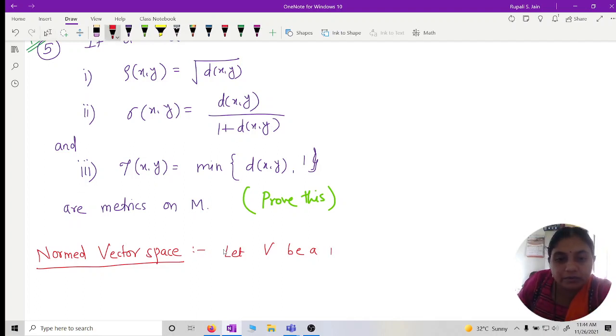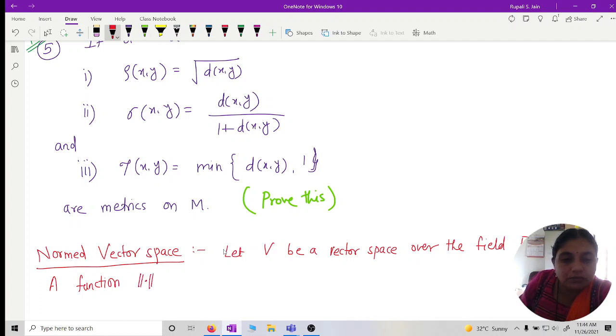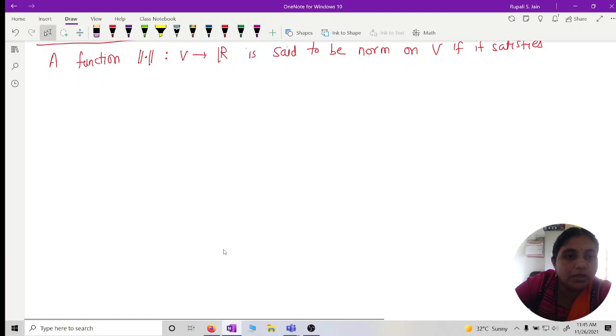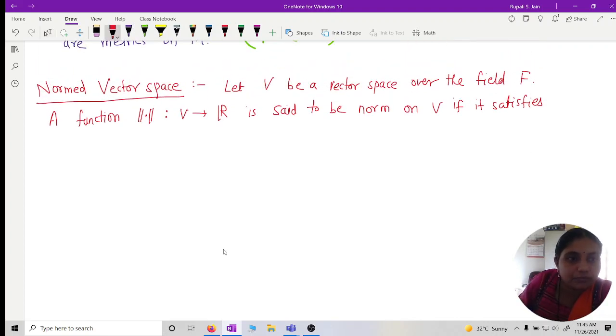Let V be a vector space over the field F. A function, we denote it like this, a function from V to R, this is the notation for norm, is said to be a norm on V if it satisfies the following properties.